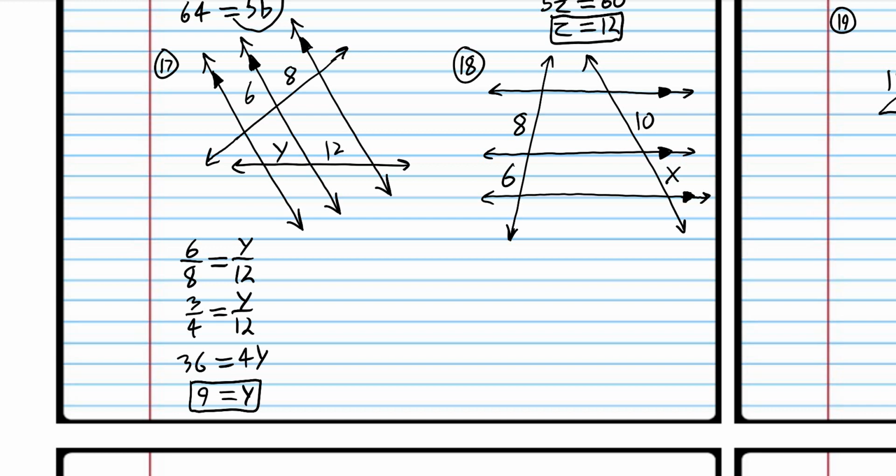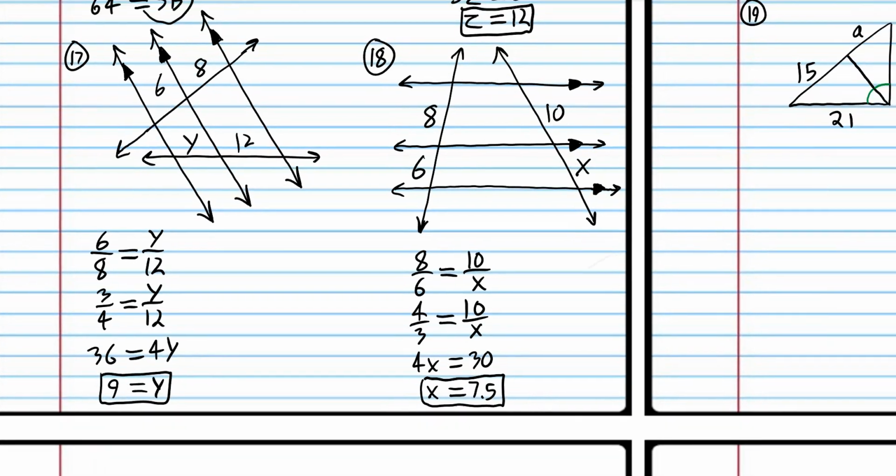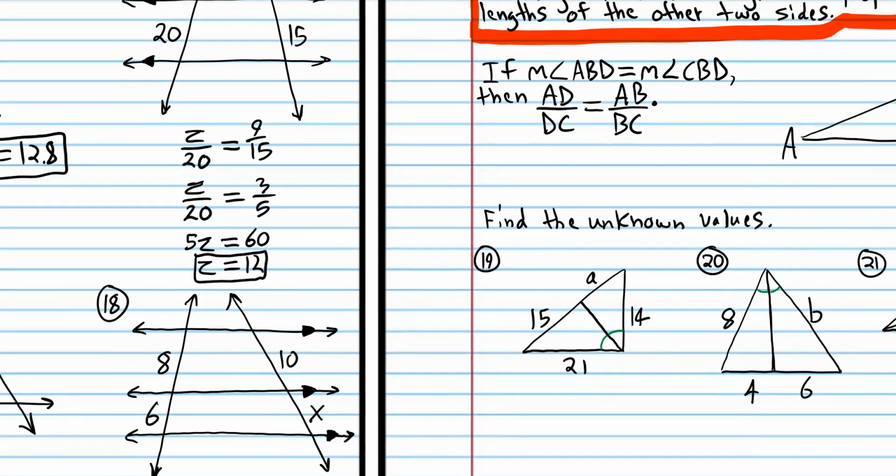On to number 18. Go ahead and try number 18. And for 18, we're going to end up with a decimal. So you're probably going to want to use a calculator. So try 18, and when you come back, we'll do it together. All right, we're back. 8 over 6 is equal to 10 over x. Reduce 8 over 6, we get 4 over 3. Cross multiply, we get 4x is equal to 30. Divide both sides by 4, and we get 7.5, looks like. So if you got 7.5, good job. All right, on to the next theorem.